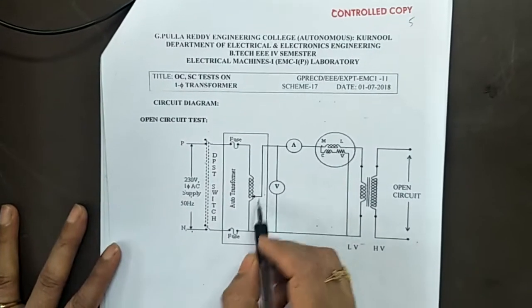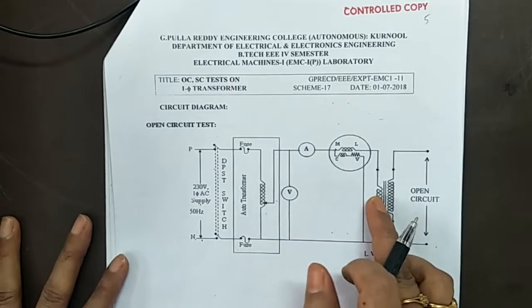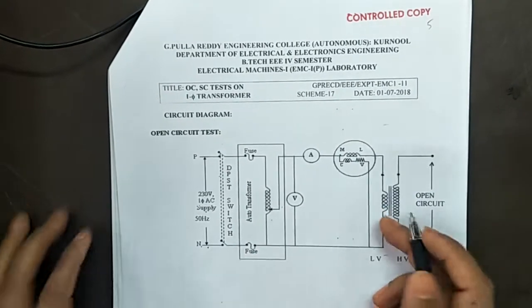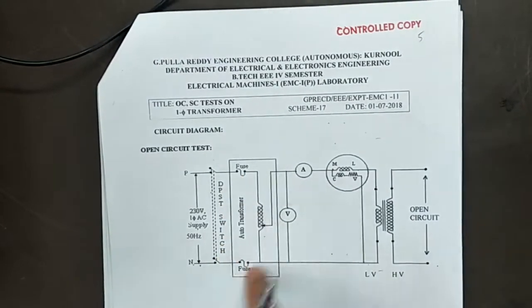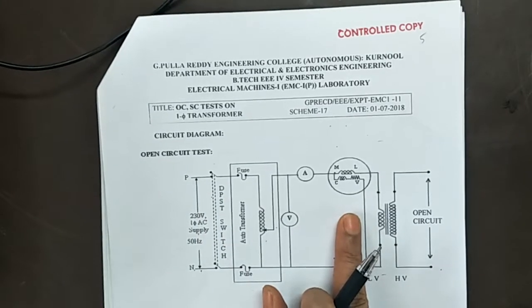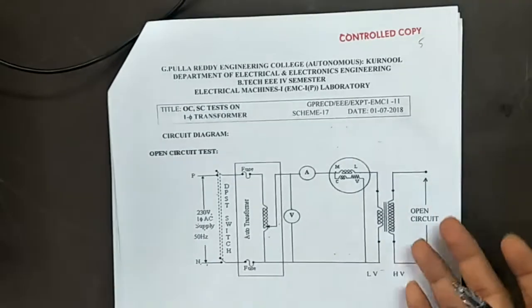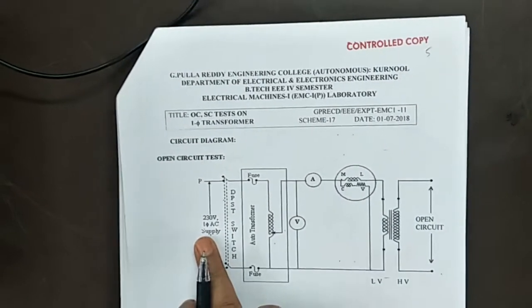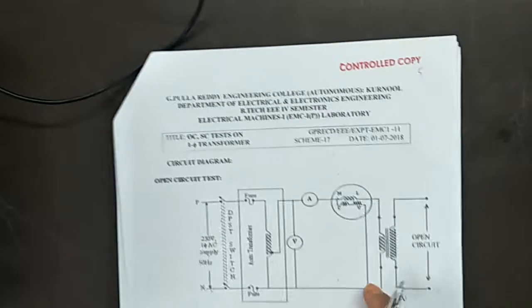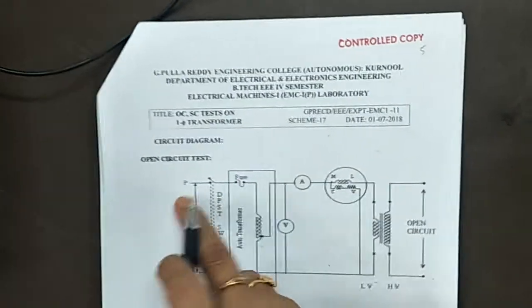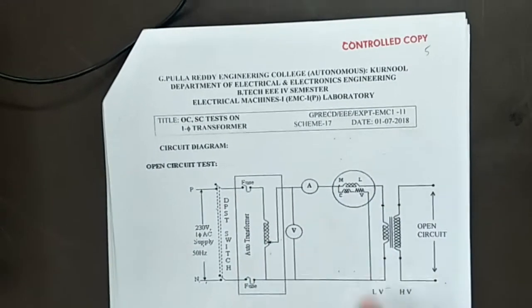If you see the circuit diagram, the purpose of using this auto transformer is to apply the rated voltage gradually onto the transformer. If you remove this auto transformer and apply the voltage directly, for small ratings there will be no problem, but for high power ratings, applying 11 kV or 220 kV directly from the supply side is difficult. That is the reason we use an auto transformer between the supply and the transformer, so that we can gradually apply the rated voltage onto the transformer.